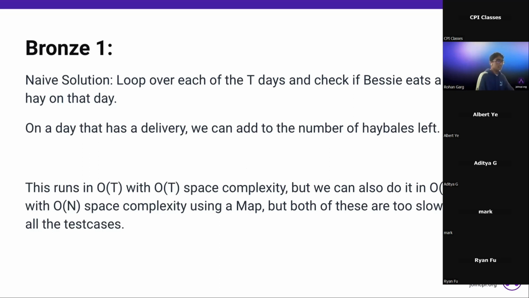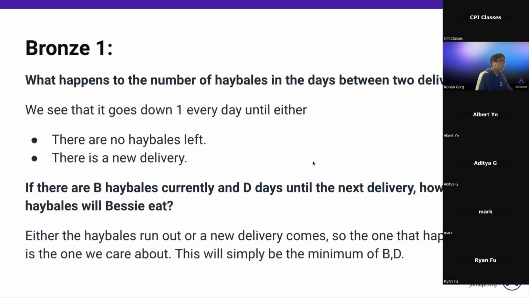Or you can do O(T log T) using a map. But both of these are too slow to pass, as T can be up to 10^14, and USACO can usually only support up to about 3 times 10^8 operations per second. So we need to make our solution faster. The first question I'm going to ask is: what happens to the number of hay bales in the days between two deliveries?